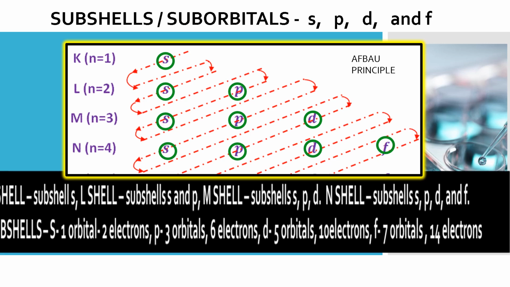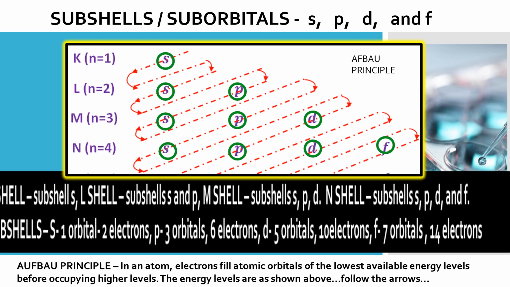Aufbau principle tells us how the electrons are getting filled in an atom from the lowest available energy level going towards higher energy level. Though this principle is not exactly required, it is to be understood for you to understand the atomic structure. The subshells are not filled strictly according to K shell, L shell, M shell and N shell.